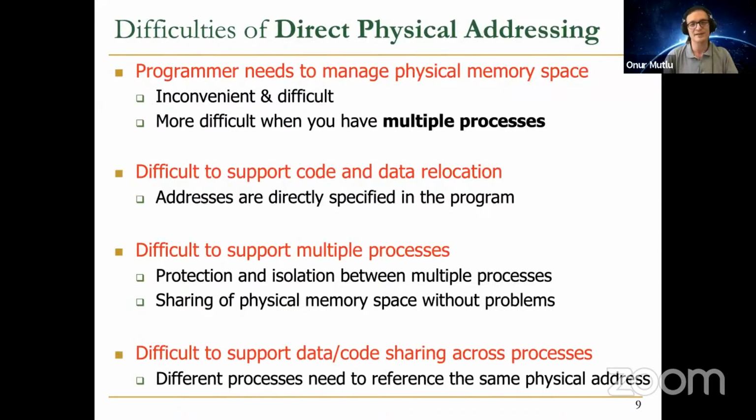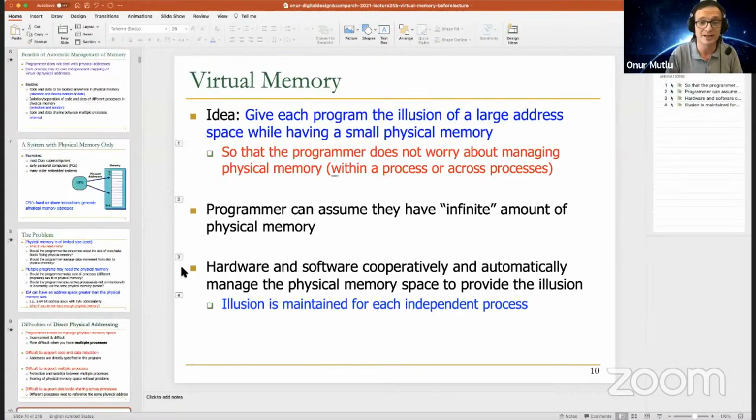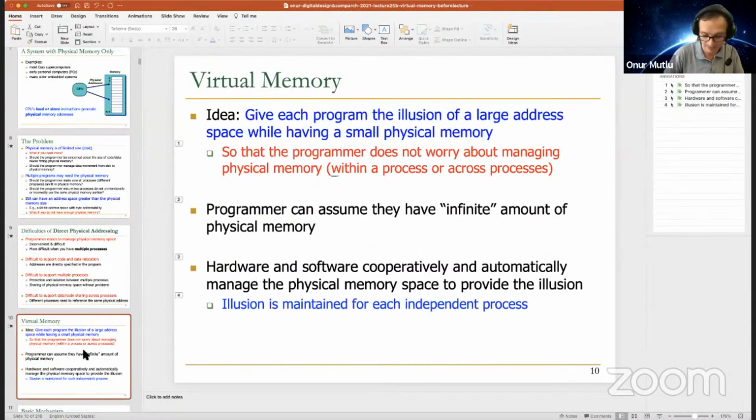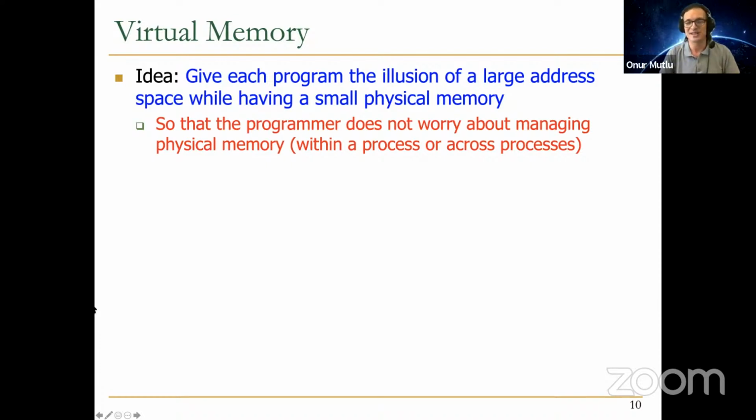Okay. So there are a lot of difficulties, basically. So that's why virtual memory was developed. And the idea is very simple. It has multiple benefits. But the main idea is to give each program the illusion of a large address space, while having a small physical memory. Infinite memory, I would say. Let's say that's the illusion. So that the programmer does not worry about managing physical memory within a process or across processes.